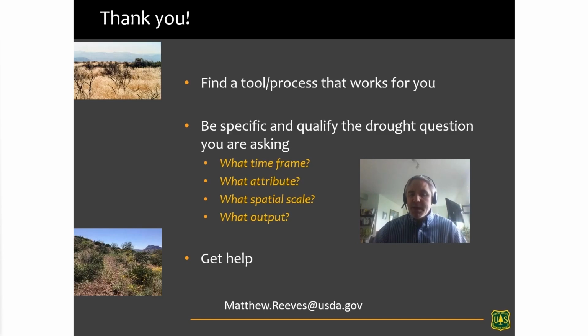Also, be very specific and qualify the drought question you're asking. What time frame? What impact of drought are we looking at? What spatial scale? Local, regional, national? And what kind of output? Again, do we want the squiggly lines? Do we want maps, bar charts, animations? Those are available too. What's the best to help you make your point?